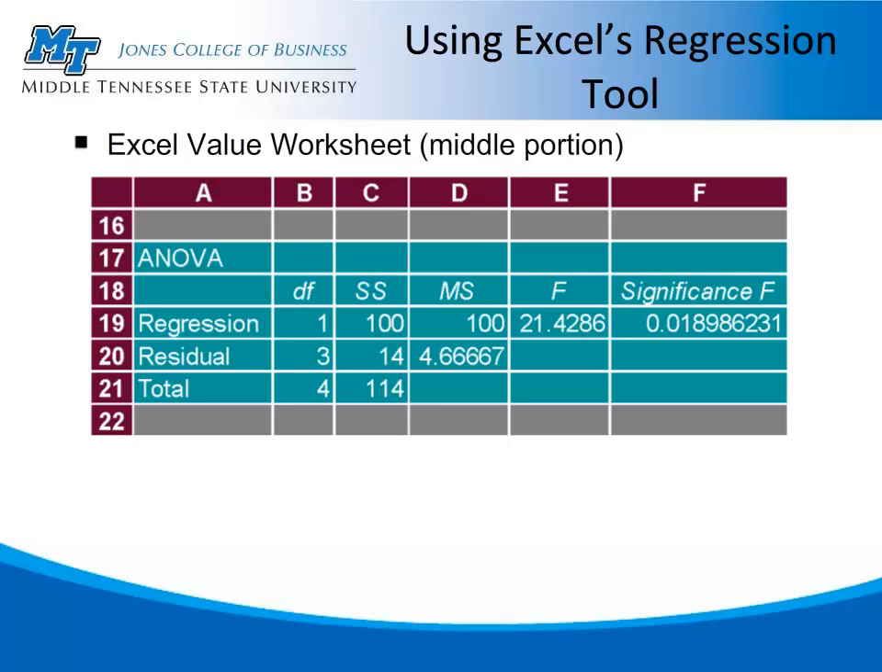Now if we wanted to know if there's a significant linear relationship between the independent variable and the dependent variable, we can tell that just by looking at the significance F. You take that number, that's a p-value, and compare it to alpha. If that number is less than or equal to alpha, then there's a relationship. If that number turns out to be larger than alpha, then they're not related.